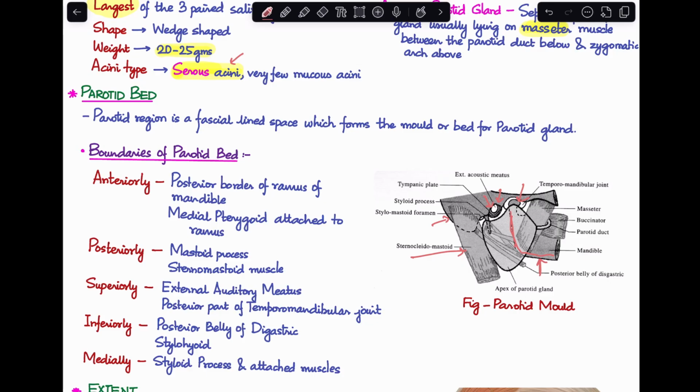Inferiorly, there is the posterior belly of digastric and the stylohyoid muscle. If you see in the image, this over here is the posterior belly of digastric and around it would be the stylohyoid muscle. Medially, it has the styloid process and all the attached muscles to it. So these are the boundaries of the parotid bed, basically the region where the parotid gland lies. But the parotid gland itself does not have the same extent as that of the parotid bed.